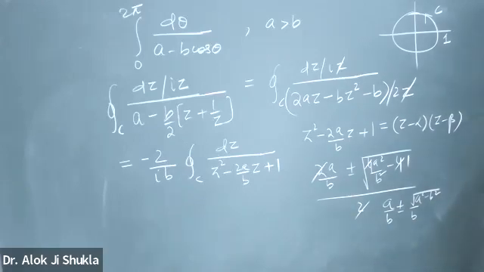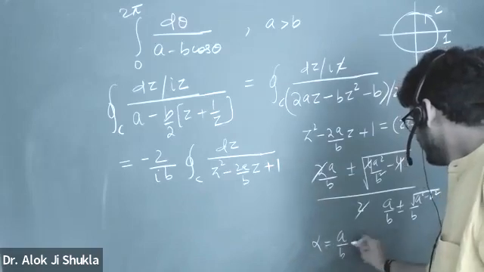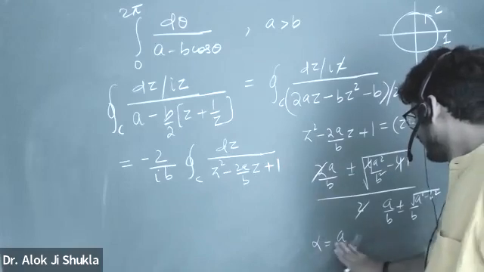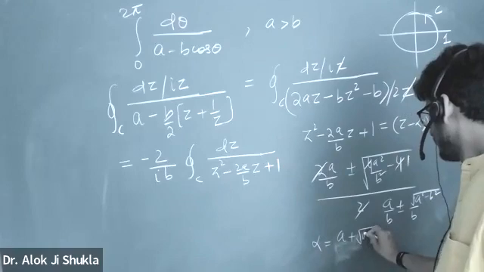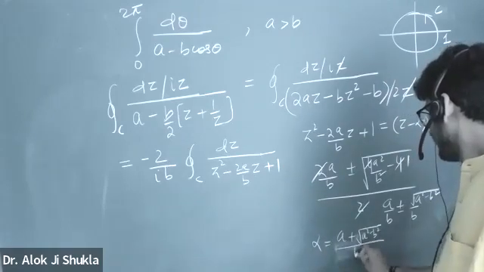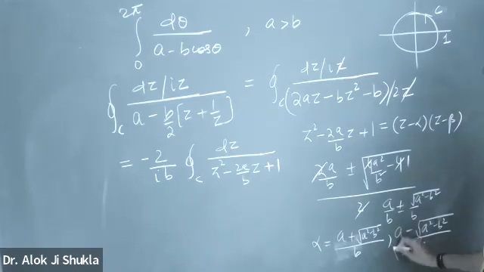So what is alpha? Alpha is a by b plus minus root a square minus b square by b. That is, a plus root a square minus b square by b, and a minus root a square minus b square by b. These are the two roots, alpha and beta.